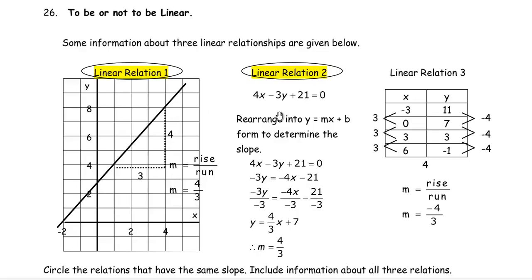For linear relation 2, in order to find the slope, one way to do that is to rearrange into y equals mx plus b form. So we need to isolate the y term, so we're going to write this equation down here. I'm going to bring the 4x and the 21 over to the right side. So the 4x would be negative 4x on the right side, the positive 21 would be negative 21. Another way to think of that is I want to subtract 4x from both sides.